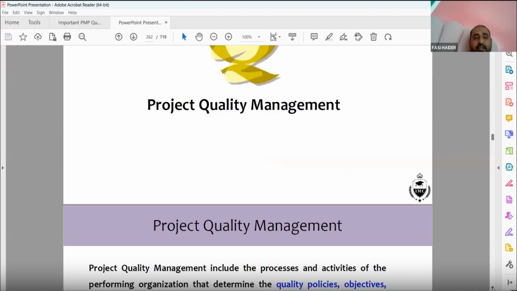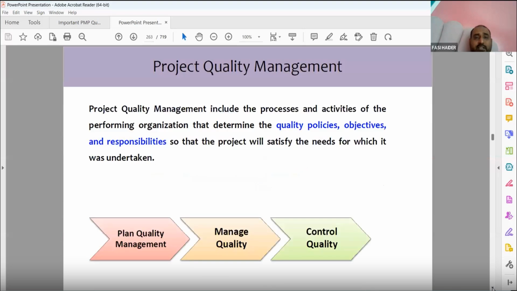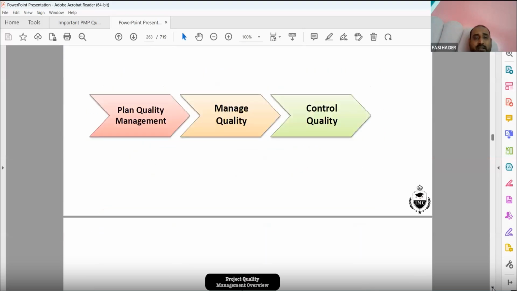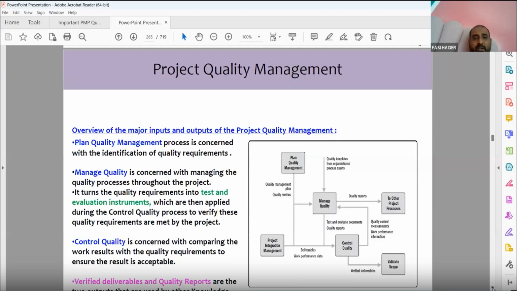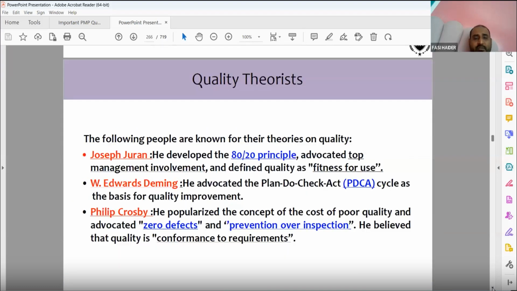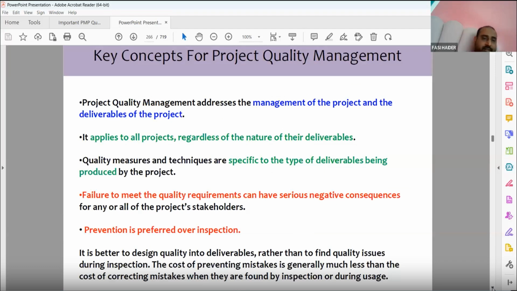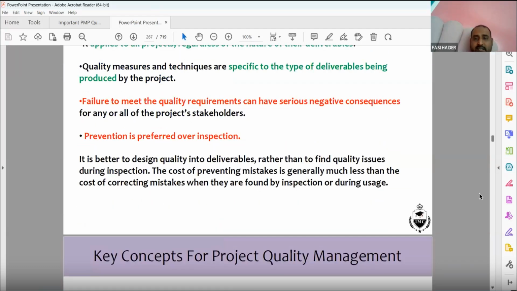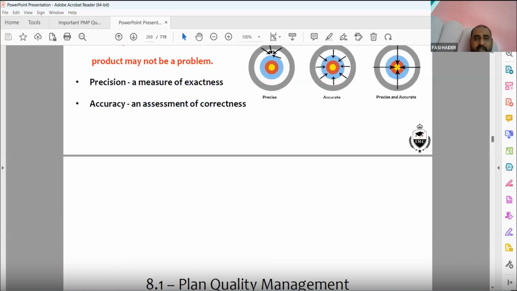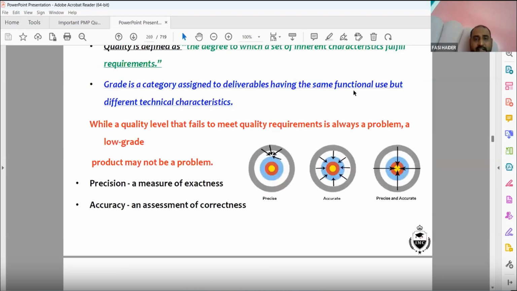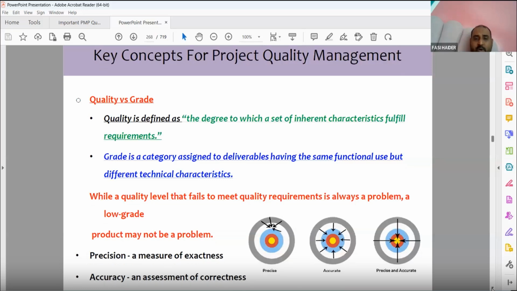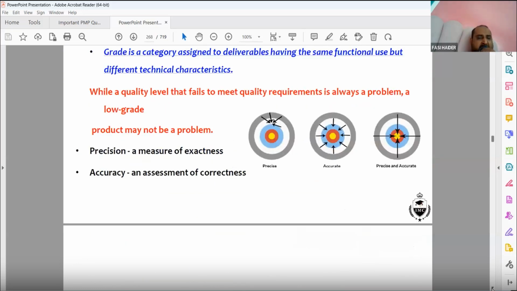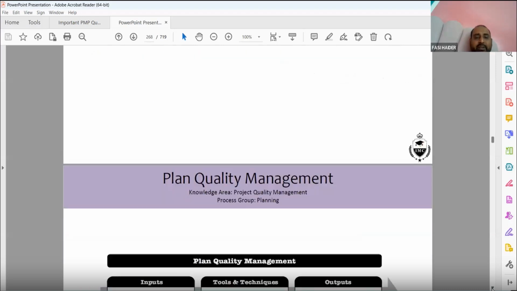Quality management. It includes the process and activities of the performing organization that determines the quality processes, policies, and everything. Plan project quality management, quality theories, key concepts for project management. Quality should be inbuilt. You don't have to spend money for that. Quality is defined as the degree to which a set of inherent characteristics fulfills requirements. Precision is a measure of exactness, accuracy is an assessment of correctness. So how correct is it? You plan the quality management.